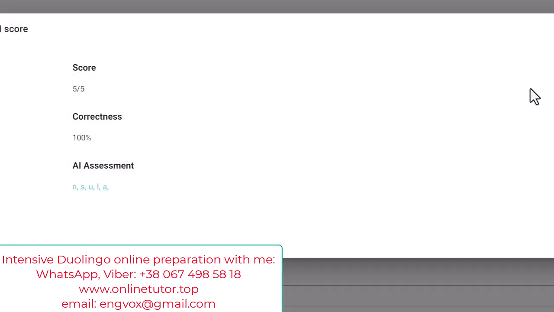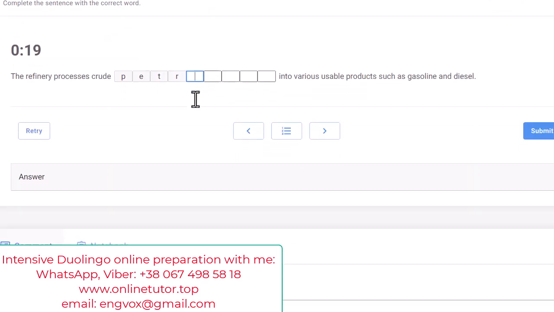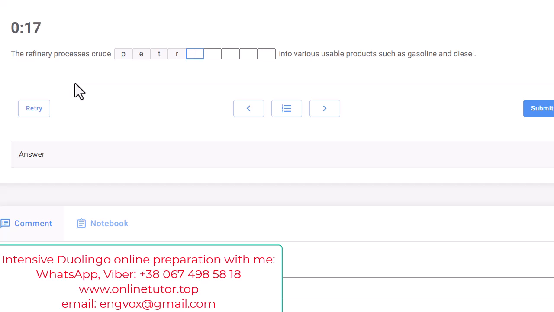Let's check. Yes. So this one is a purely vocabulary question. No grammatical challenges arise while we are doing this. Okay, let's go on. Let's read.